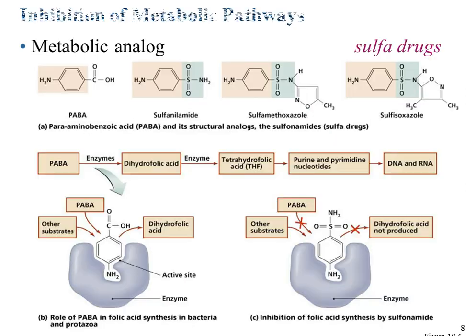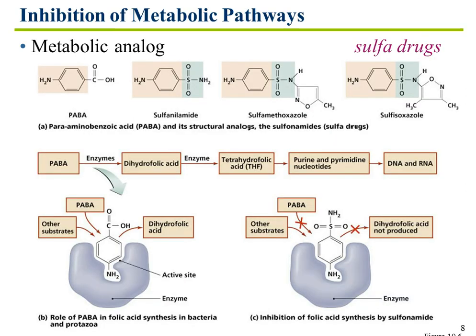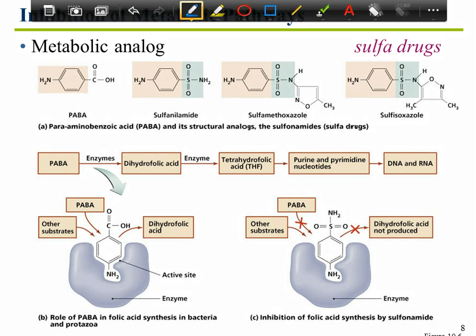All right, the metabolic pathway inhibitors, the sulfa drugs. Sulfa drugs, things like Bactrim, SXT, Gantracin. You've probably taken one of these. They're very often given for UTIs, for urinary tract infections. Okay, so in order to understand this, you need to know something about folic acid.